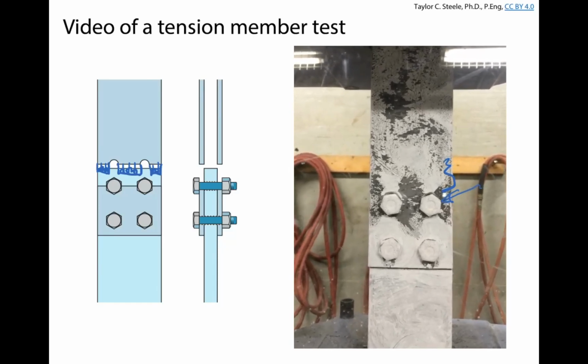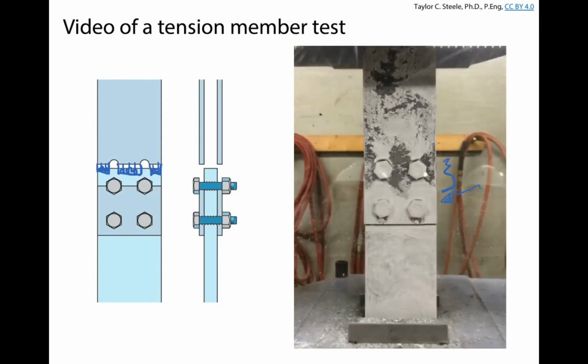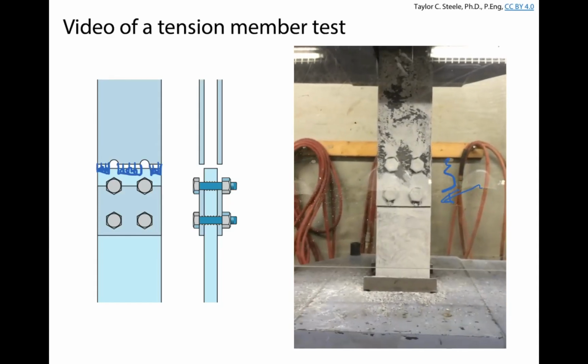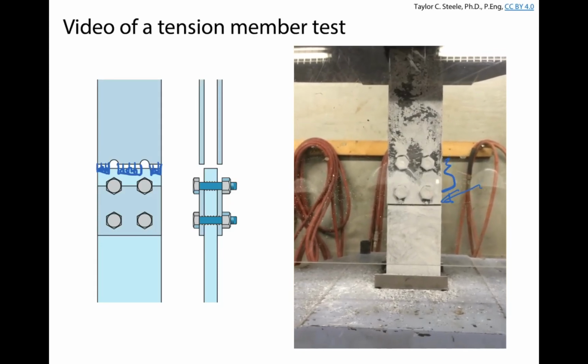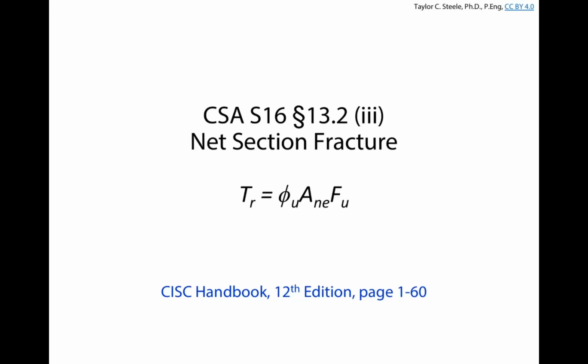But what is going to stop the member from carrying any load and could potentially cause collapse is that fracture or breaking of the cross section. And it happens rather quickly when it starts to happen and in a rather brittle failure mode. Okay? So that basically brings us to net section fracture.